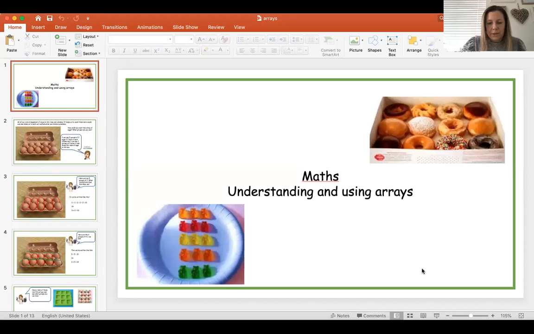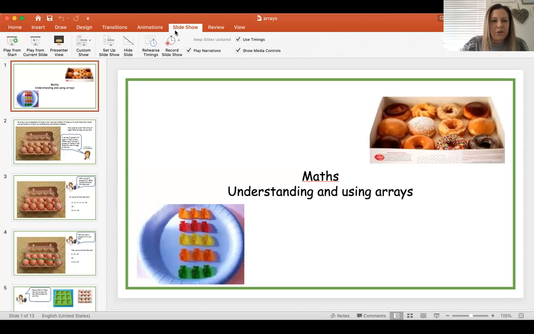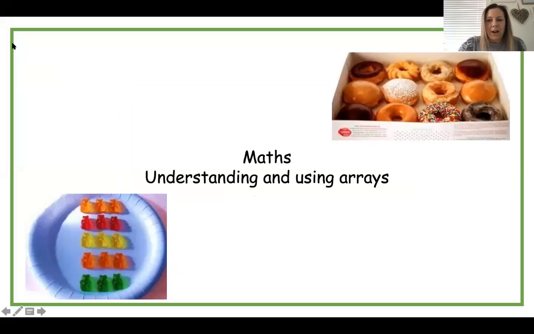So let me just share my screen with you. Here we go, right. Start the slideshow. Right, here we go. So here I've put two arrays on just the title page here, one with a lovely tray of Krispy Kreme donuts and another one with jelly bears.